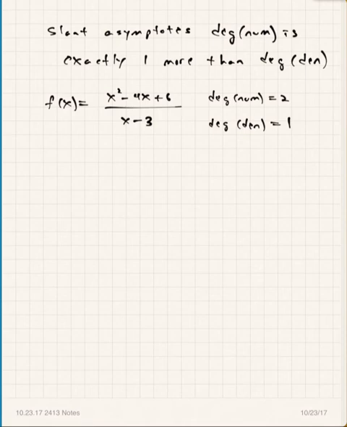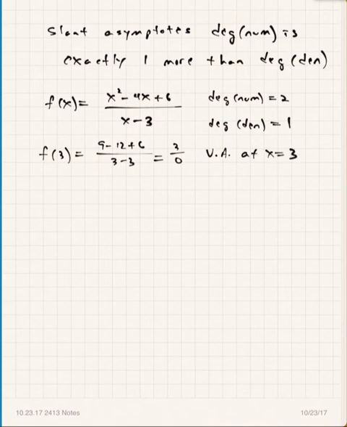By the way, it also has a vertical asymptote, doesn't it? Because f of 3 is 9 minus 12 plus 6 over 3 minus 3. So that's 3 over 0. And so that gives you a vertical asymptote at x equals 3. But there's a slant asymptote. So where is the slant asymptote?